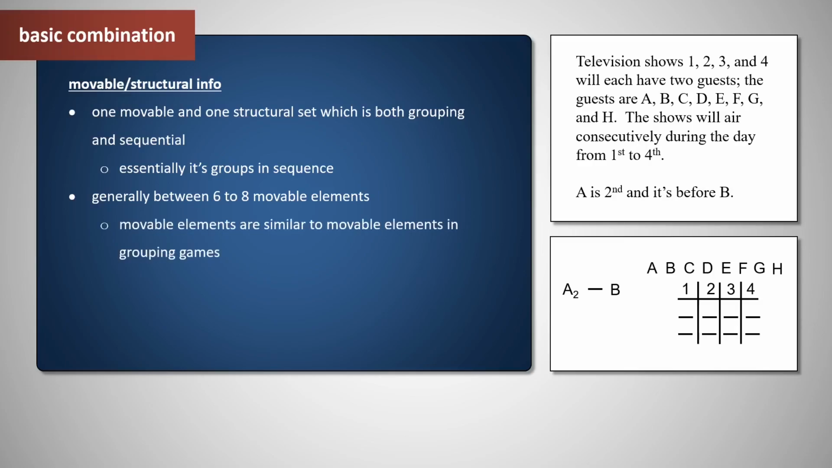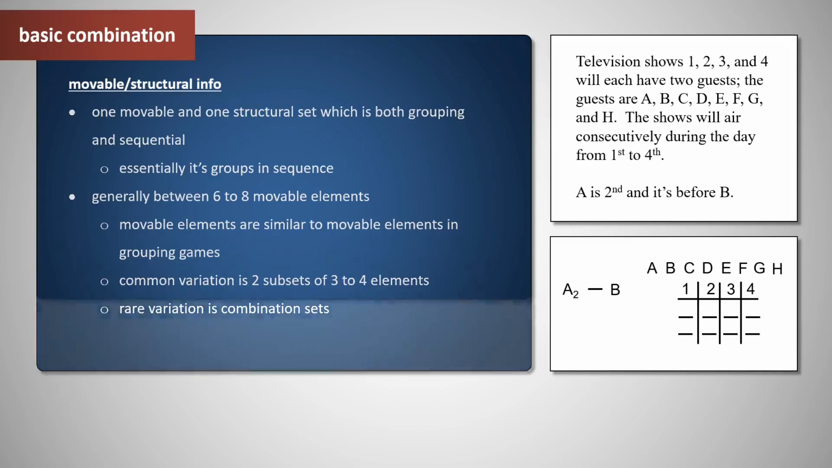And the movable elements are actually similar to movable elements in the grouping games. So a common variation might be 2 subsets of 3 to 4 elements, and a more rare variation is what I call the combination sets, what we had seen in that video with respect to movable sets. A movable set which is a construct of 2 sets that are combined.